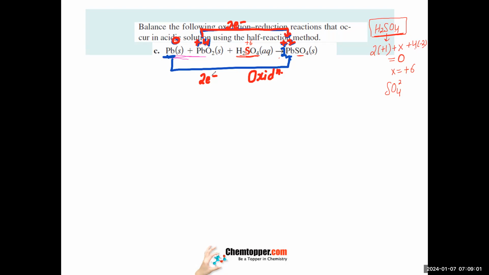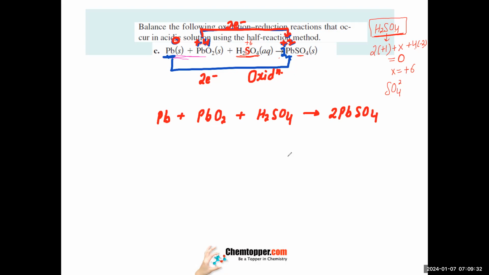After rule number 4, I said rewrite the equation. Remove all these lines. Rewrite the equation. Pb plus PbO2 plus H2SO4 giving you 2PbSO4. I have rewritten the equation neatly, right? Now, the next step, balance this equation.